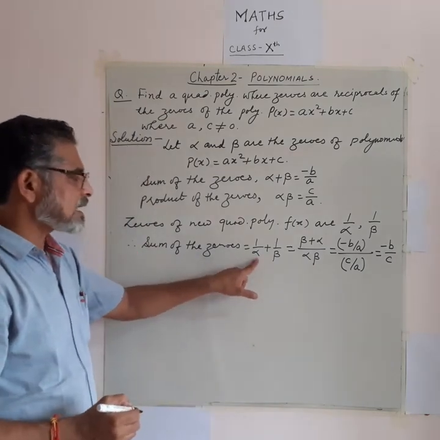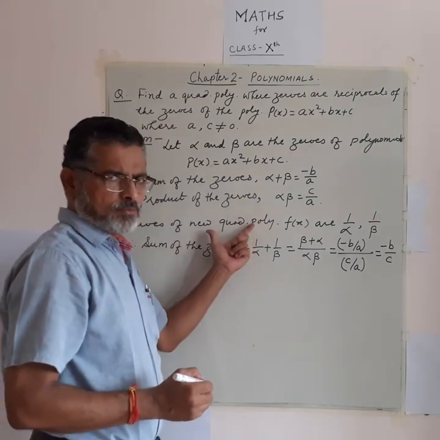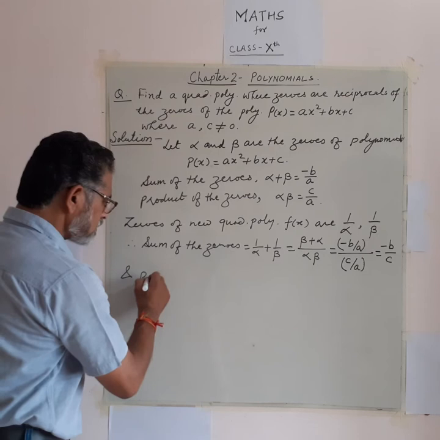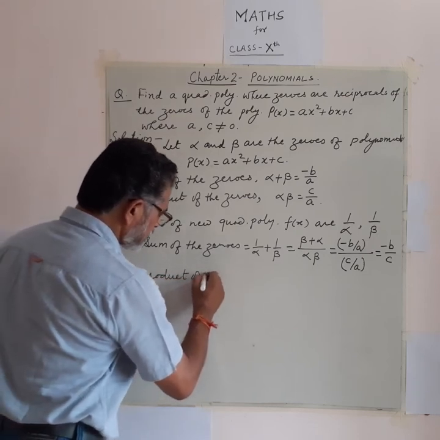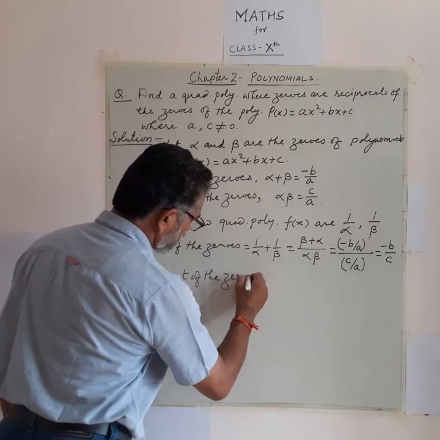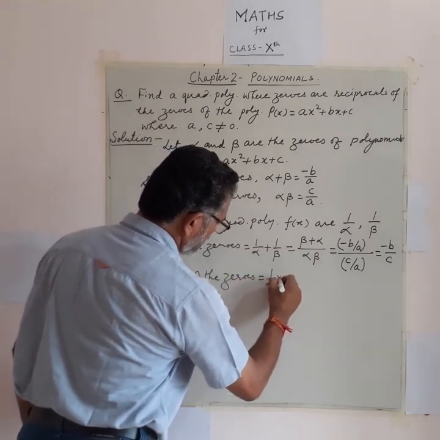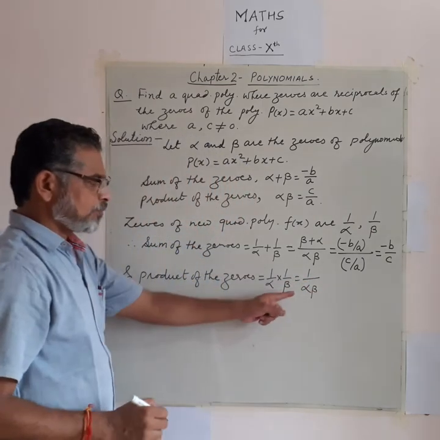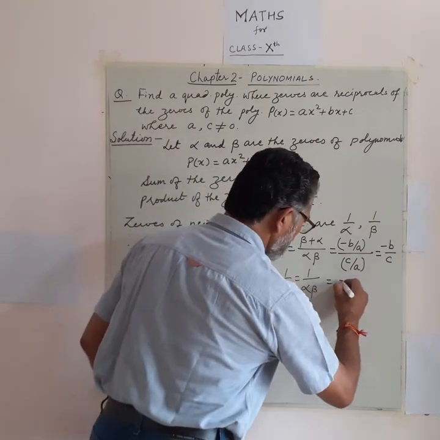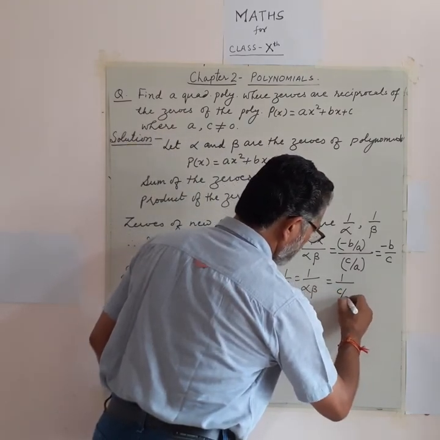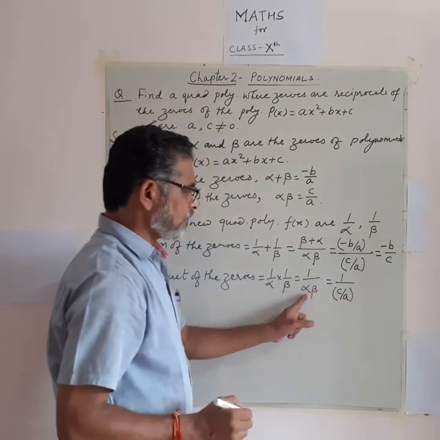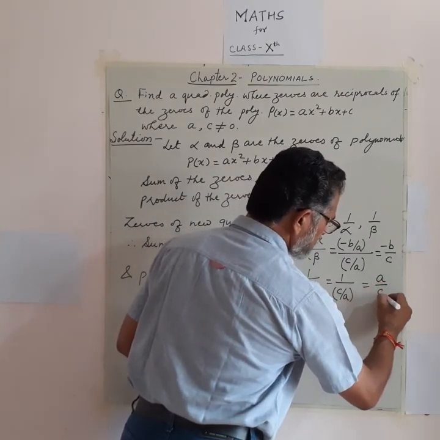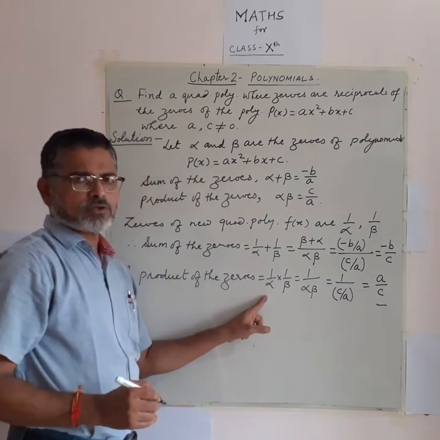So what we get? The sum of the zeros of the polynomial which we have to find, that is minus b upon c, and the product of the zeros, that is 1 upon alpha into 1 upon beta. So simplifying this, we get 1 upon alpha into beta. Now put the value of alpha into beta, that is 1 upon c upon a, which simplifies to a upon c. So we get the value of the product of the zeros.